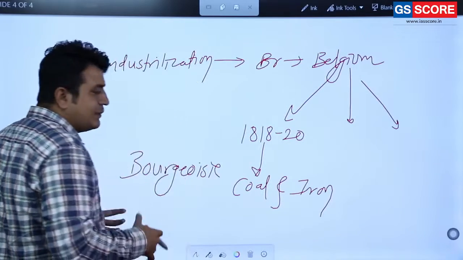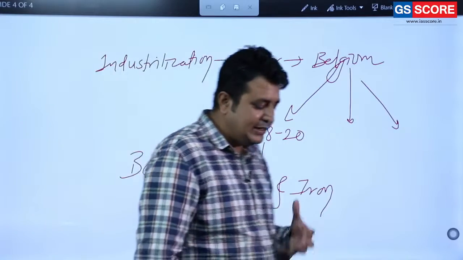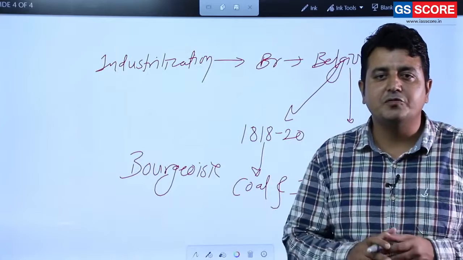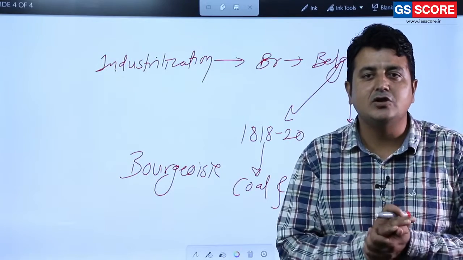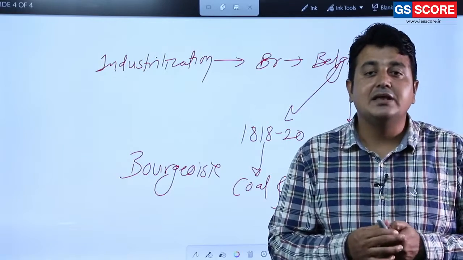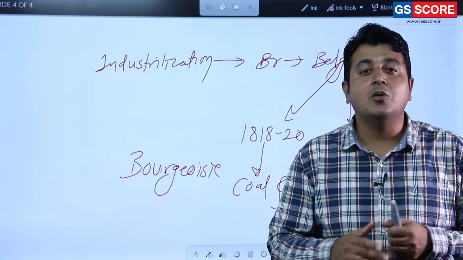These bourgeois played an important role, and now they realize if we want to give a boost to the process of industrialization, there is a need for fast and rapid industrialization. Along with that, there is a need for economic integration.